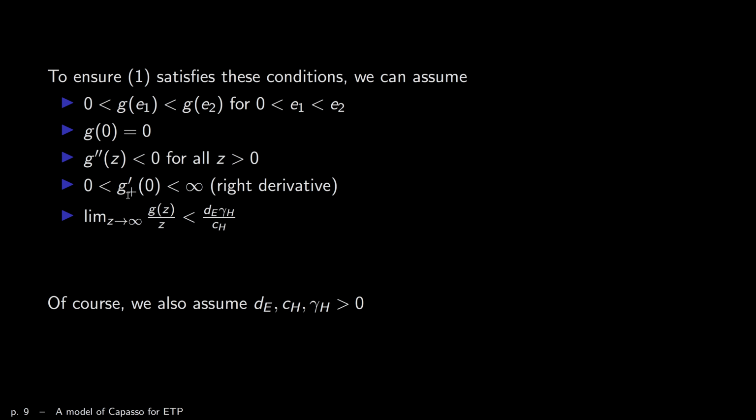And finally, we want that the limit when the argument goes to infinity of the incidence divided by the value of E, because remember this is E, is less than this quantity that we write here. As I said, these two assumptions are mathematical in nature. You don't really need to think about them specifically. When I illustrate through numerics later, you will see some examples of functions that satisfy these requirements.